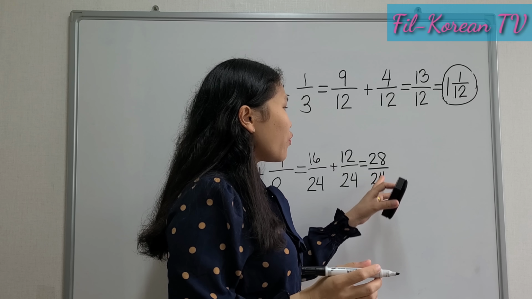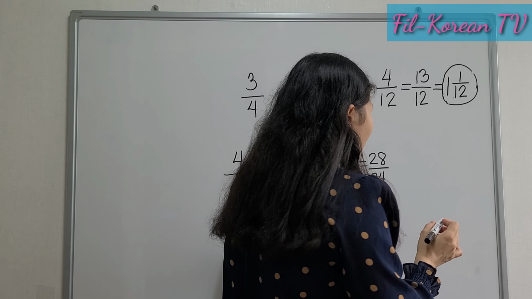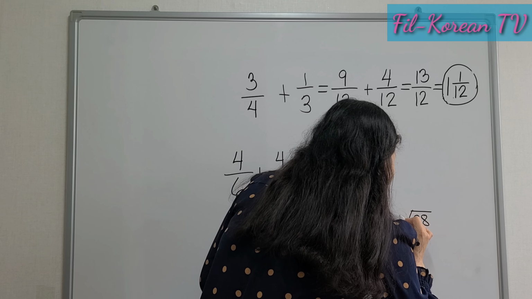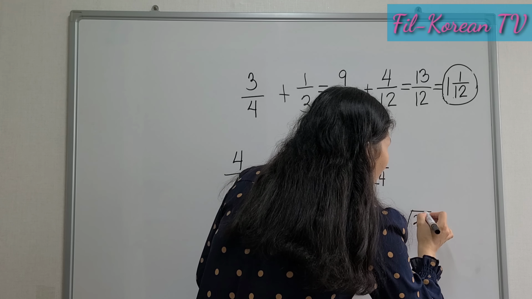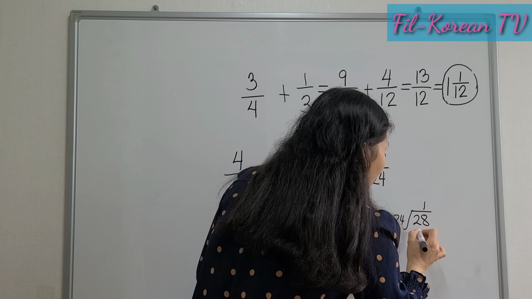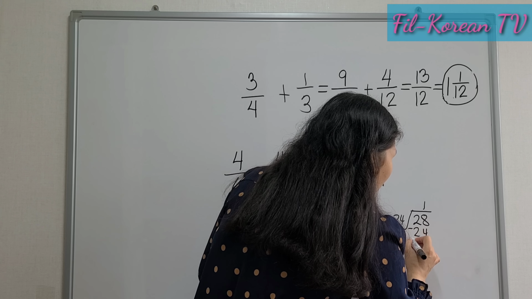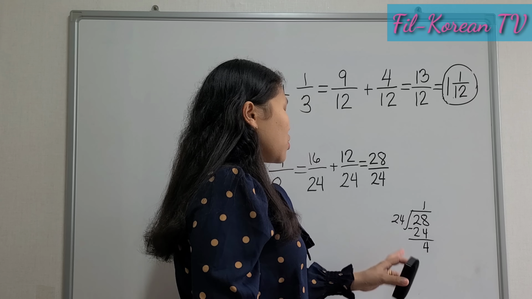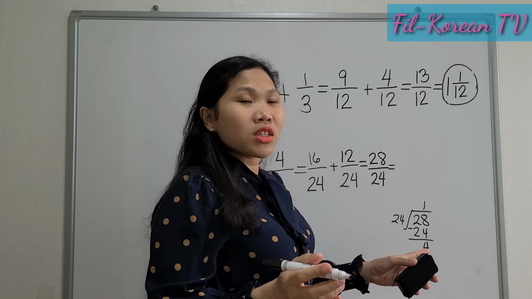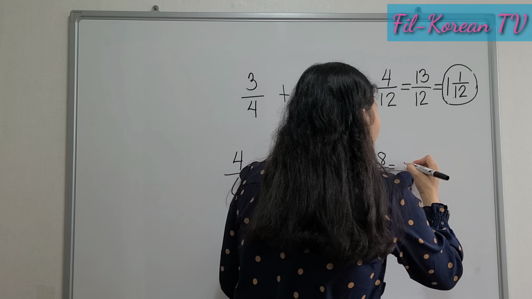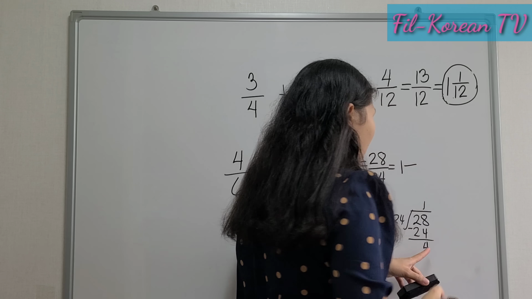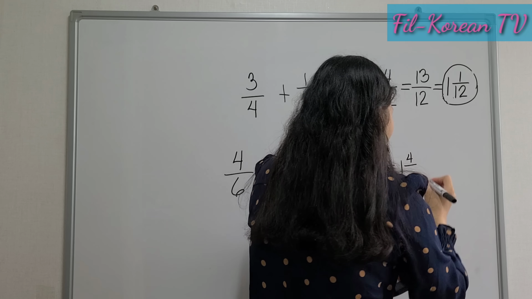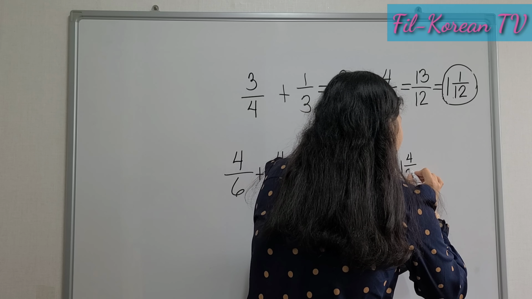Okay, so we will divide the numerator by the denominator. We will divide 28 divided by 24. 28 divided by 24 is 1. 1 times 24 is 24. Then subtract 28 minus 24 is 4. The quotient is 1. This is the whole number. The remainder is 4. This is the numerator. And the divisor is the denominator.